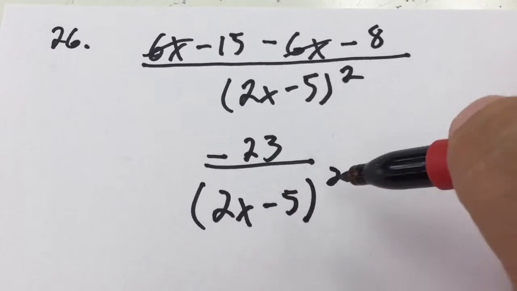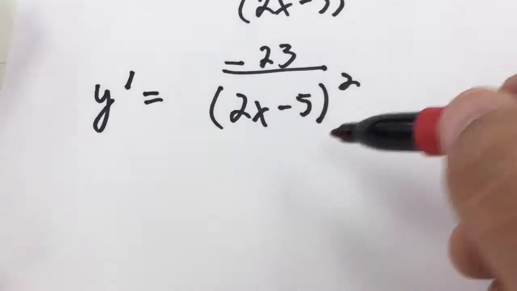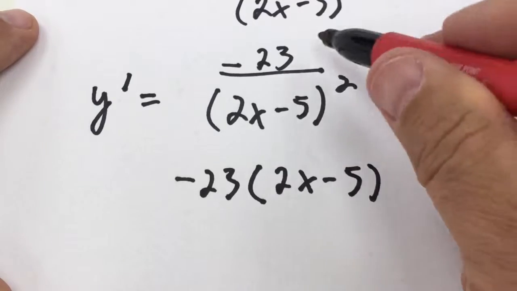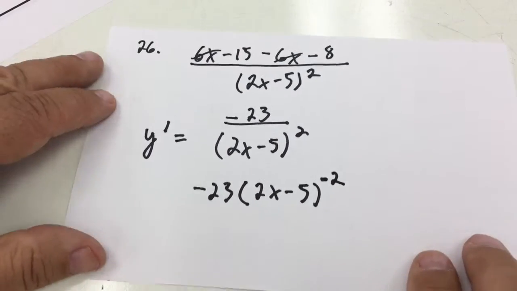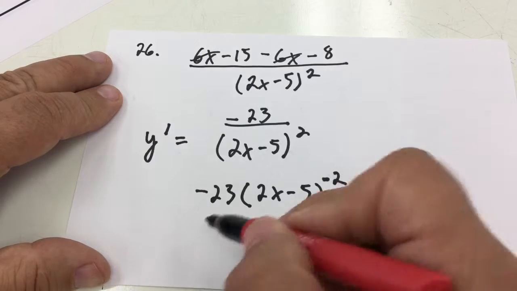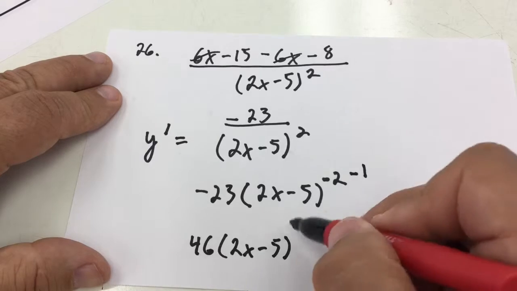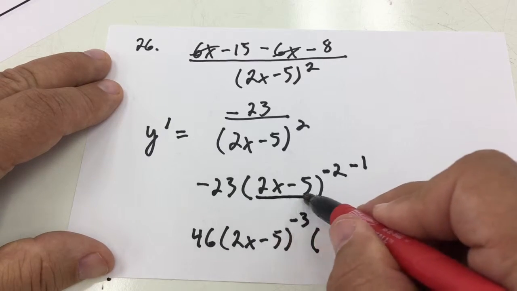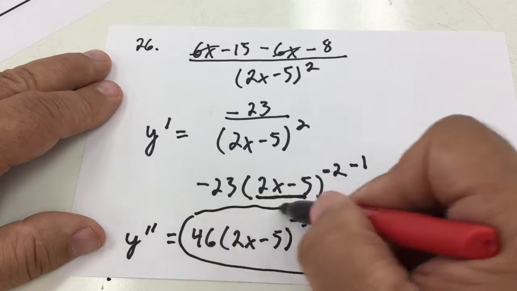Now I want to take the derivative of this, because this is just the first derivative simplified. I'm going to rewrite this as negative 23 times the quantity 2x minus 5. And when I bring them up from the denominator into the numerator, I switch the exponent to a negative 2. And now I'm just going to use the general power rule and take the derivative of that. So negative 2 times negative 23 is positive 46 times 2x minus 5, subtract 1. That's going to be minus 3. Now I have to recall to come back and take the derivative of the guts. The derivative of 2x minus 5 is just 2. And I can leave that as my second derivative as my answer. I don't have to multiply the 2 times the 46 if I don't want to.